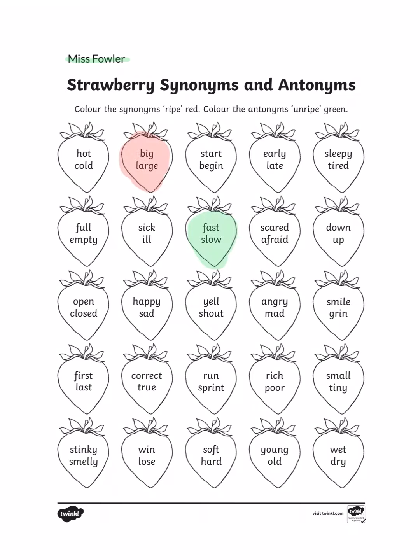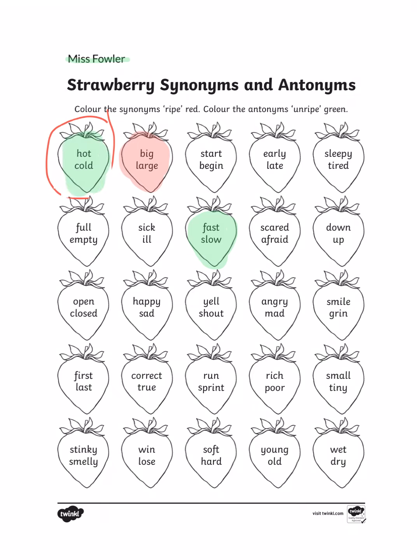So as you can see, I have coloured in 2 strawberries so far. The red one being a synonym strawberry and the green one being an antonyms strawberry. So if we look at the first one together, which is here, we know that the words hot and cold don't have the same meaning. So therefore it would be an antonym and I would colour it in green.